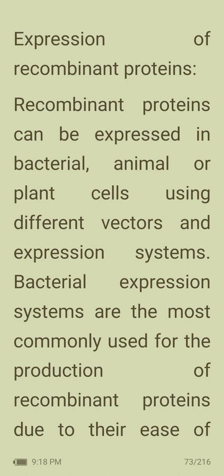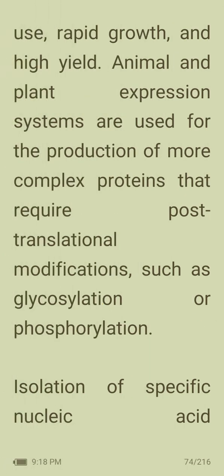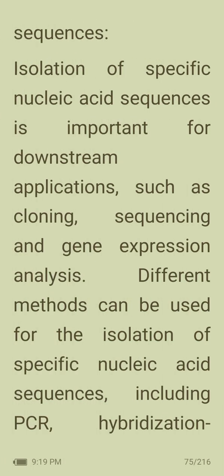So, expression of recombinant proteins. Recombinant proteins can be expressed in bacterial, animal, or plant cells using different vectors and expression systems. Bacterial expression systems are the most commonly used for the production of recombinant proteins due to their ease of use, rapid growth, and high yield. Animal and plant expression systems are used for the production of more complex proteins that require post-translational modifications, such as glycosylation or phosphorylation.